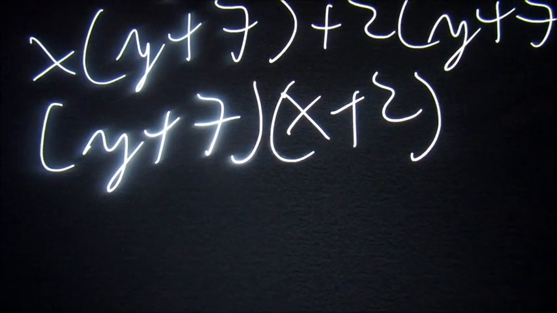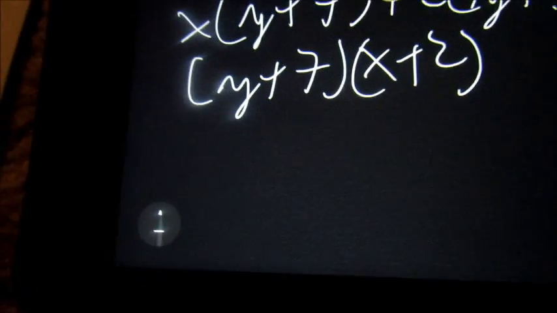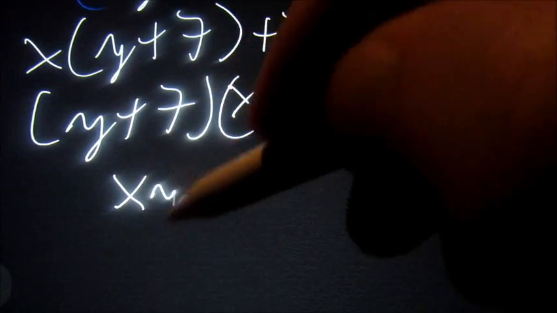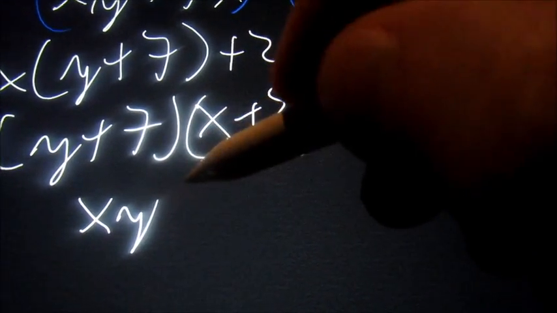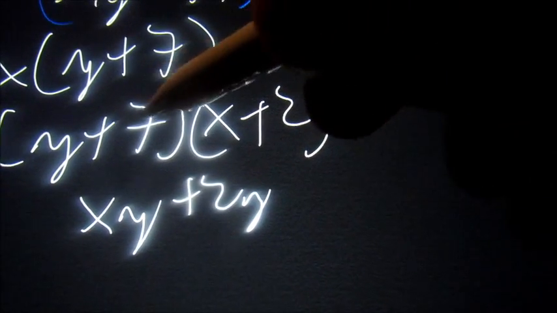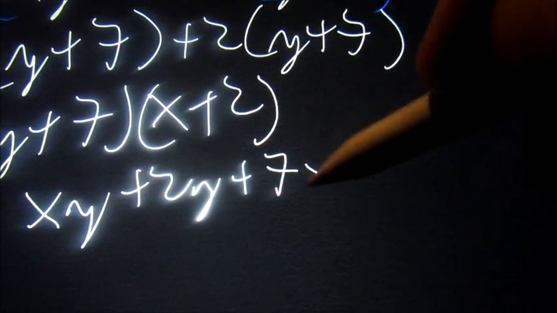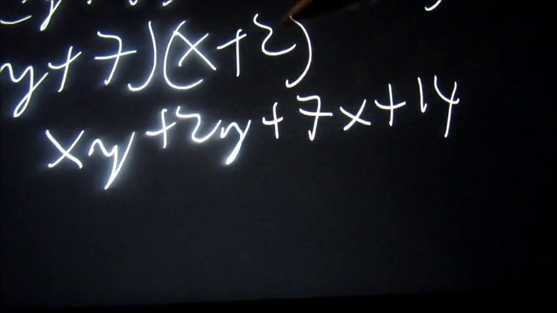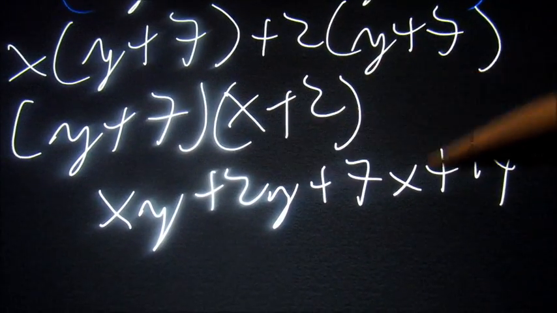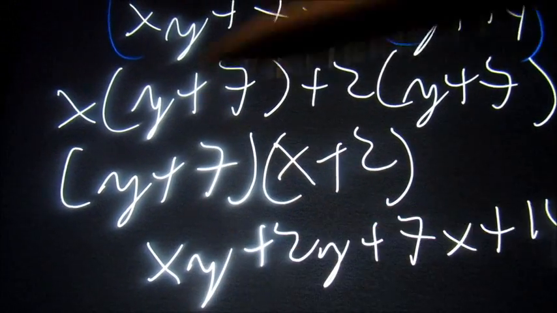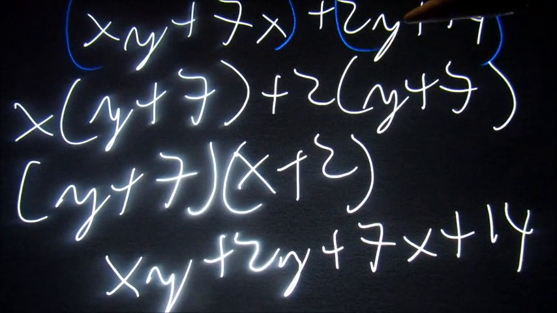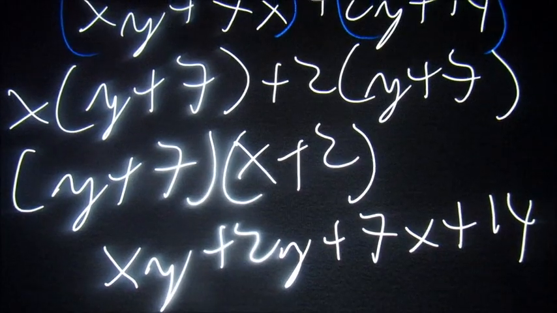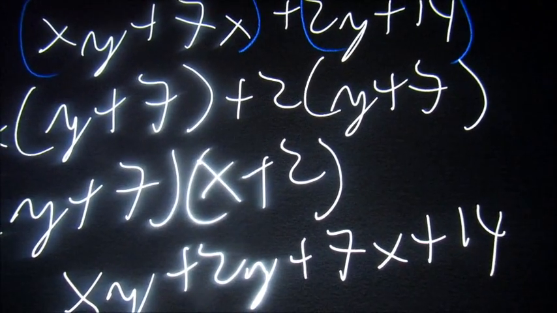Now if we want to check on this point, we can do the FOIL. So y times x is xy. Y times 2 is plus 2y. Then inner, 7 times x. And outer, or last, is 7 times 2. Now here, we can rearrange these middle two. We have an xy, plus 2y, plus 7x, plus 14. So we know we got it right.